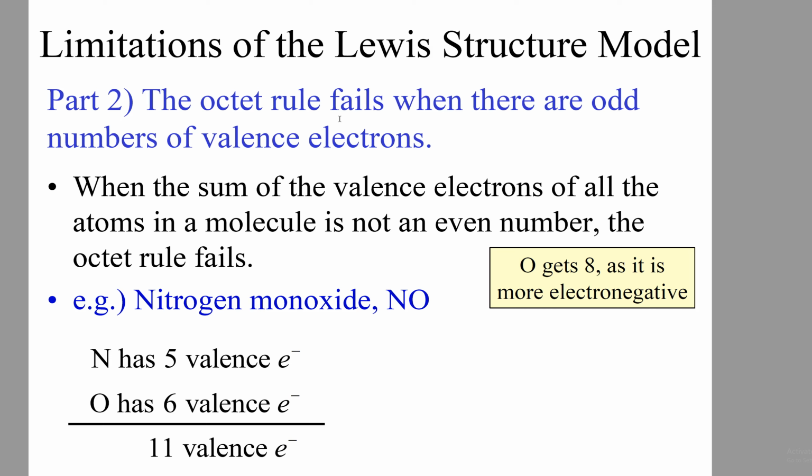And so remember how we talked about the octet rule, where you're going to need those 8 electrons, but when you're dealing with an odd number of electrons, then it becomes a little bit different. And so in this specific example, we're talking about nitrogen monoxide, or NO.